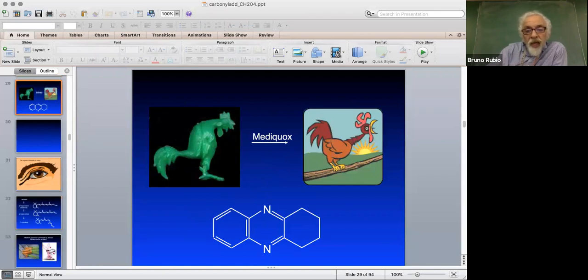Okay, another important imine, I think we did a problem with this imine, but I didn't show you this picture, is Mediquox. And this is a poultry aphrodisiac. Who knew, right, that a rooster needed Viagra? Well, that's what this is. You mix this in with its food, and it turns that rooster into the cock of the walk.